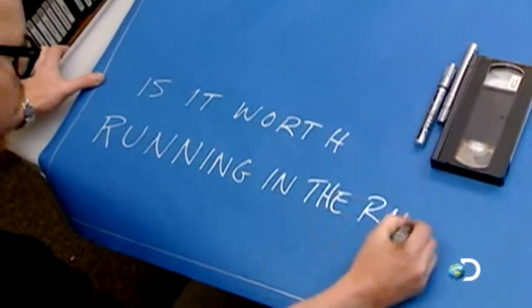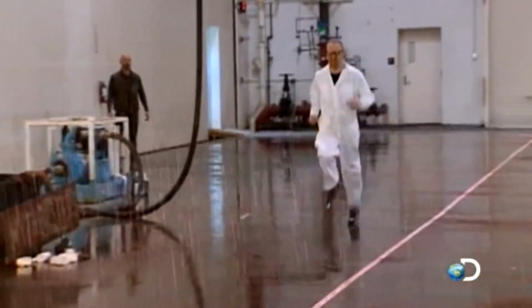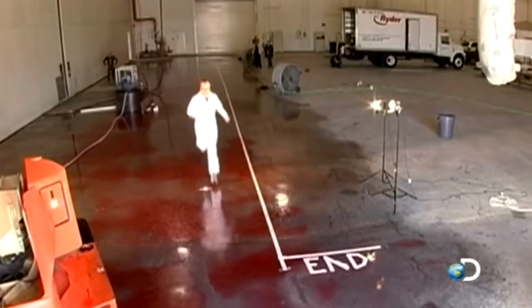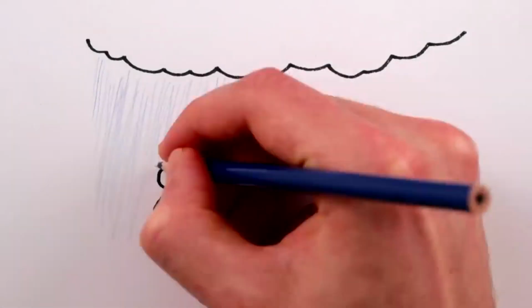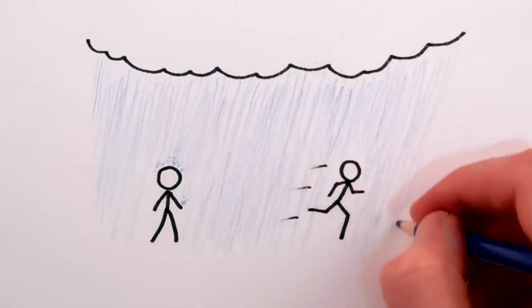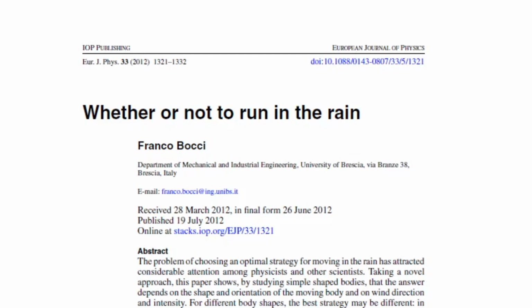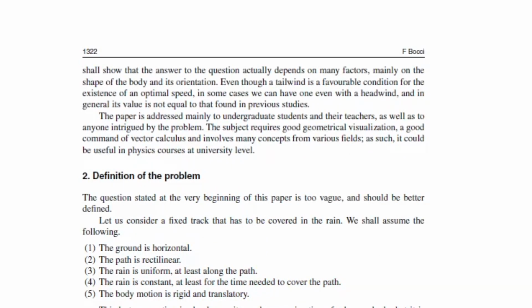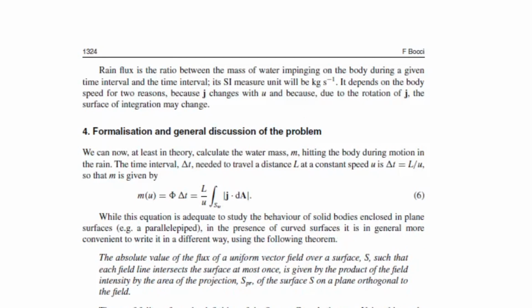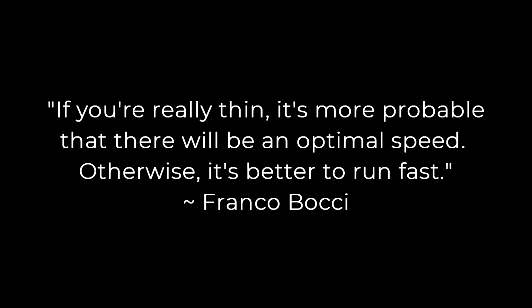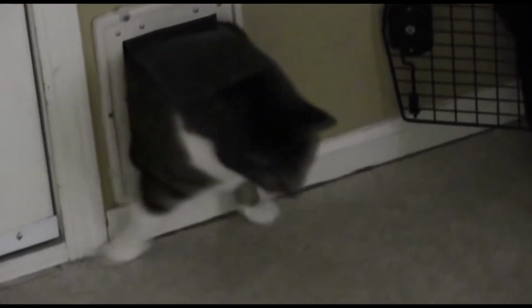For example, Mythbusters have shown experimentally that walking in the rain is a better option than running. Miniphysics, on the other hand, have shown mathematically that running is the best way to go. Professor Franco Pocci, who is one of the many physicists that attempted to answer this question, claims that the topic is much more complicated than it seems. Quote, "If you are really thin, it's more probable that there will be an optimal speed. Otherwise, it's better to run fast." End quote. In other words, if you're a little bit chubby, you better run. Of course, we're going to test that theory as well.